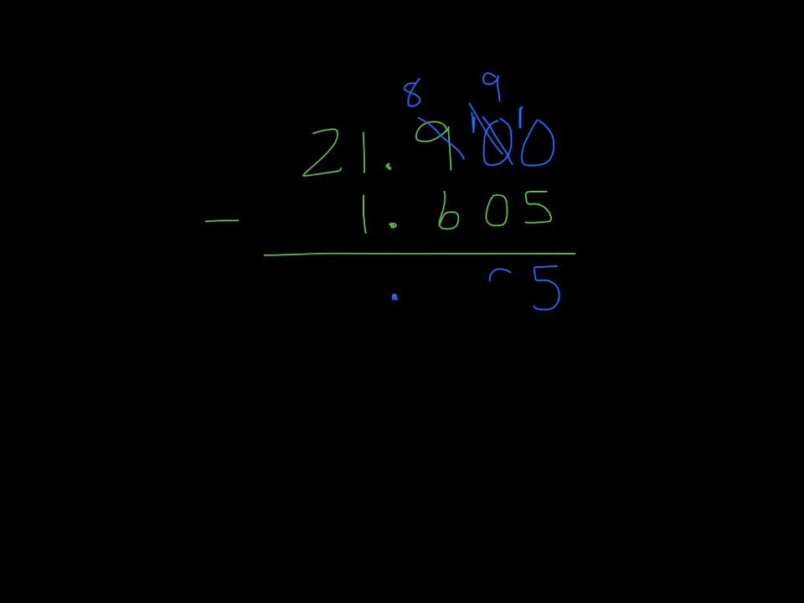9 minus 0 is 9. 8 minus 6 is 2. 1 minus 1 is 0. And 2 minus 0 is 2. So I come up with an answer of 20 and 295 thousandths.